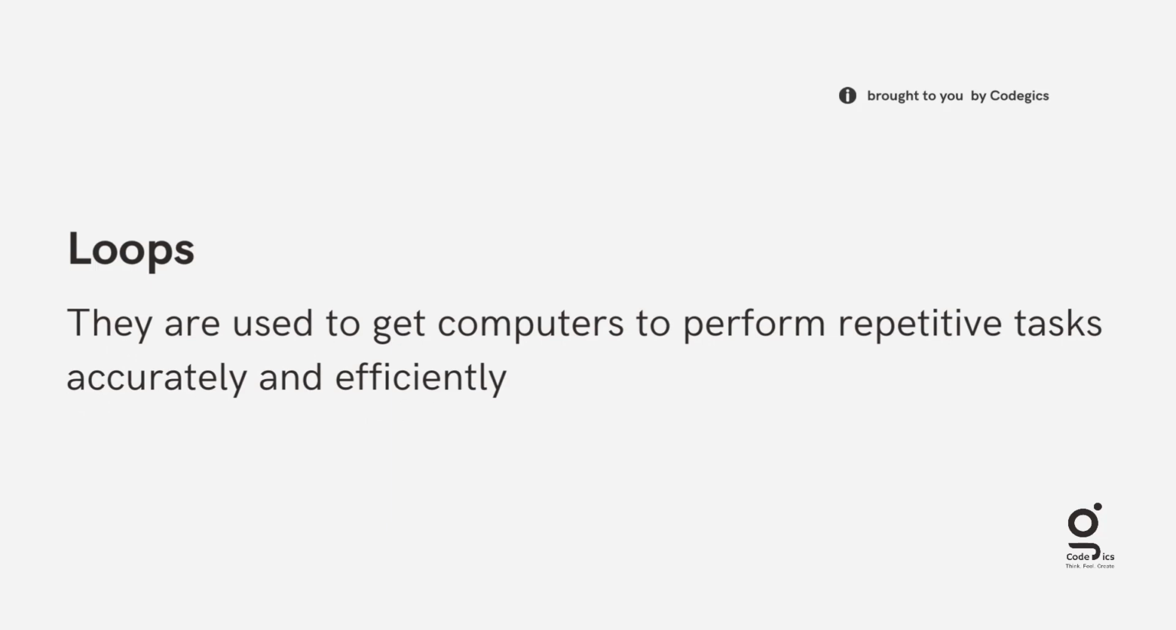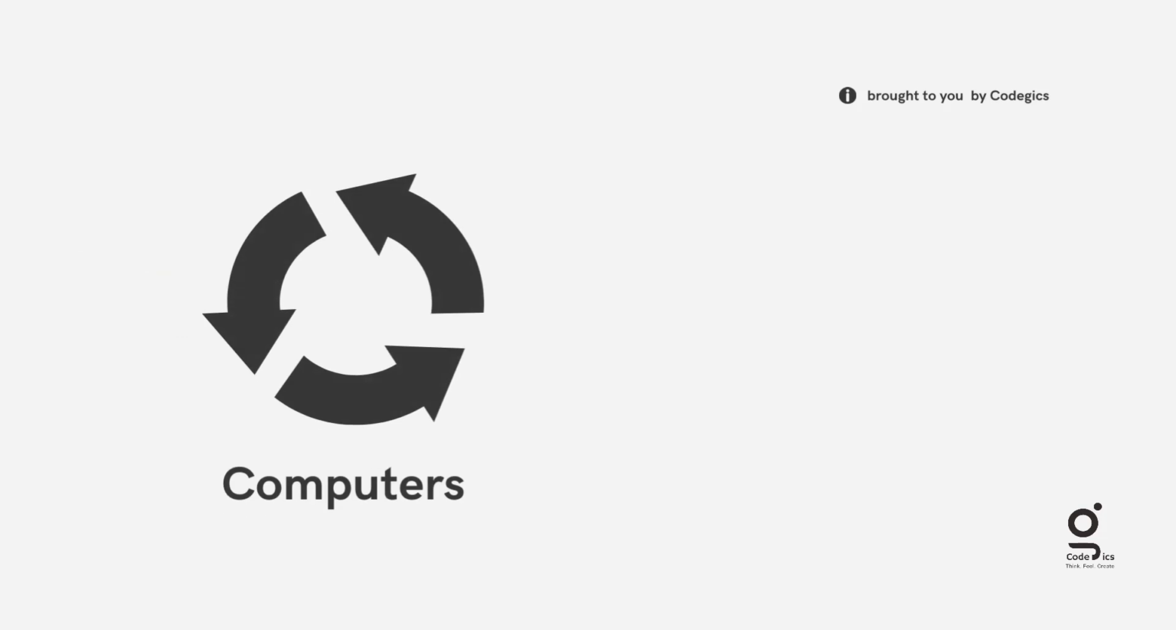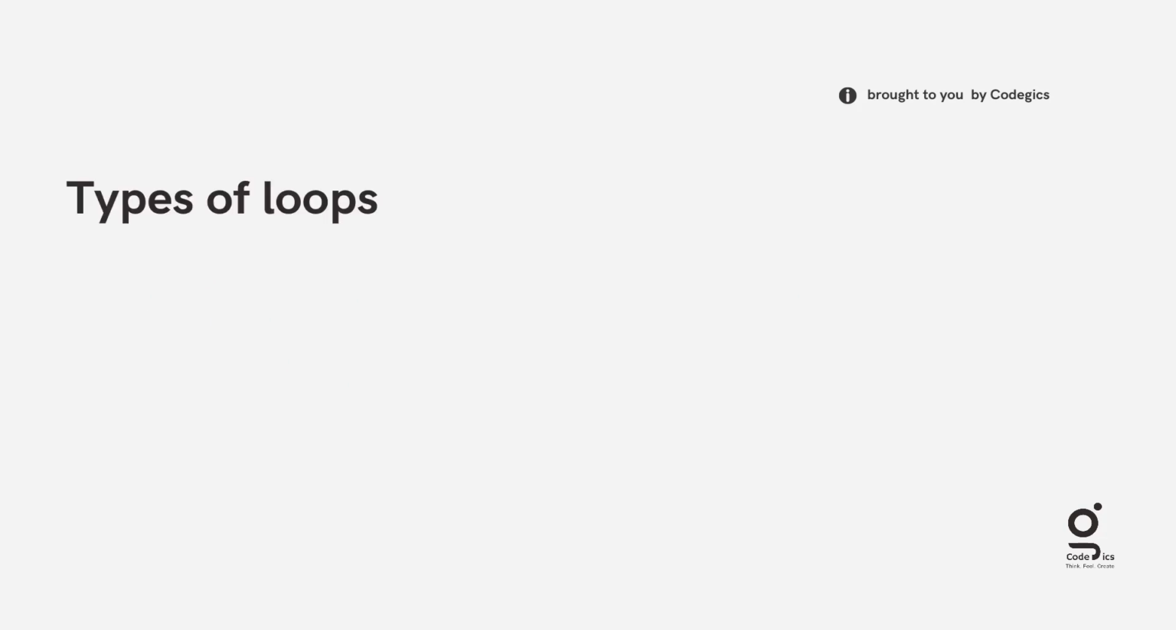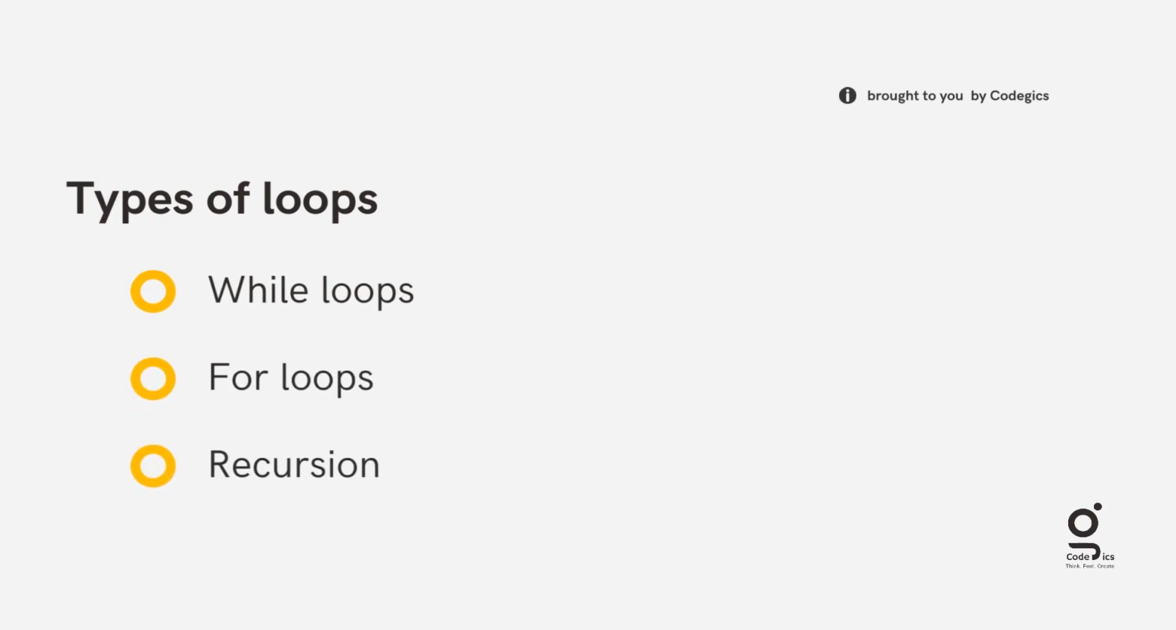Loops are used to get computers to perform repetitive tasks accurately and efficiently. This is because computers can repeat the same tasks over and over again without getting tired, unlike humans. In fact, the ability to automate repetitive tasks is one of the key strengths of programming, and you'll see why in this module. We'll be covering three types of loops in Python, namely while loops, for loops, and recursion.